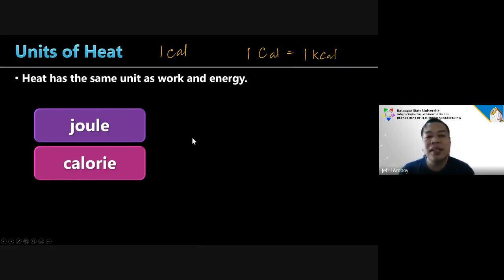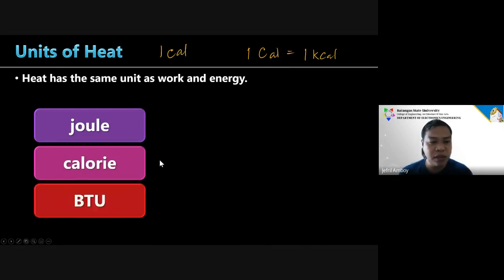Naiintindihan? Now, in the English system of units, there is a corresponding unit called BTU, the British Thermal Unit. And the British Thermal Unit is defined as the amount of heat that is required to raise the temperature of 1 pound of water from 63 degrees Fahrenheit to 64 degrees Fahrenheit.